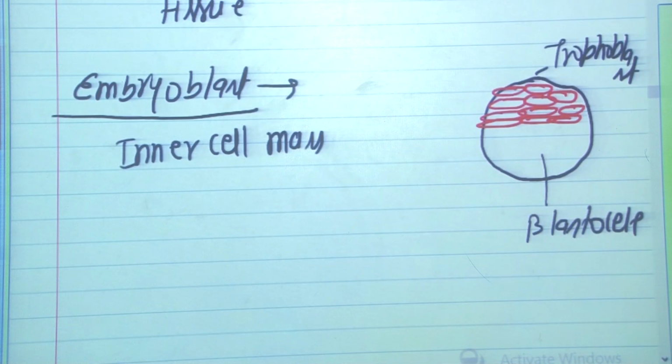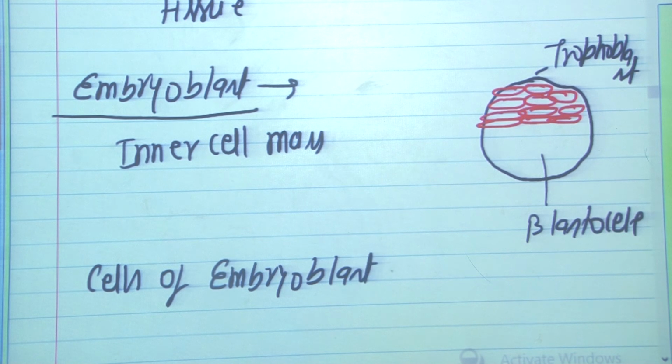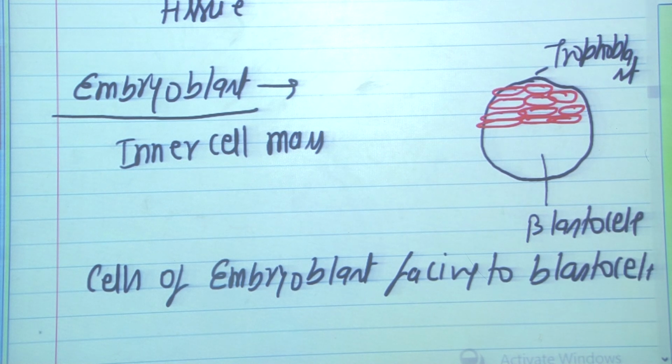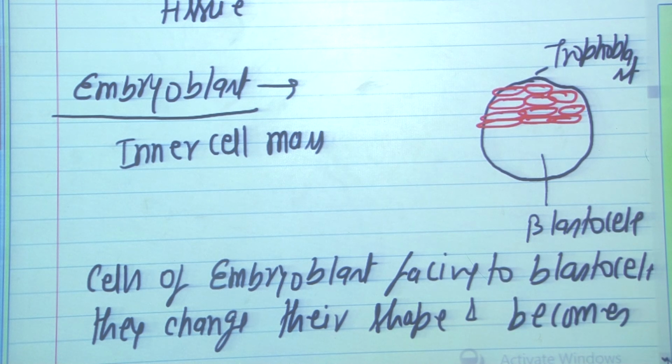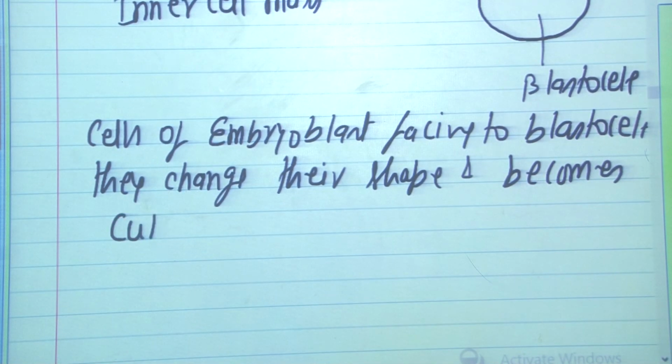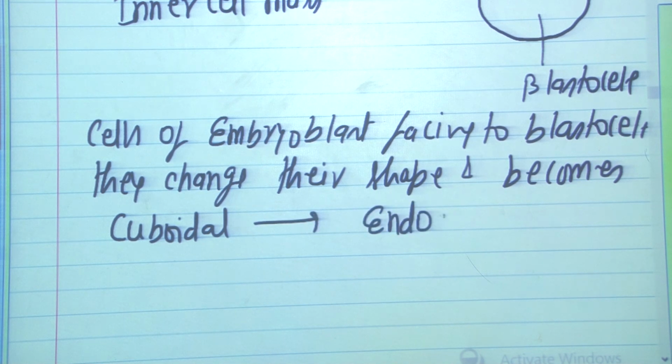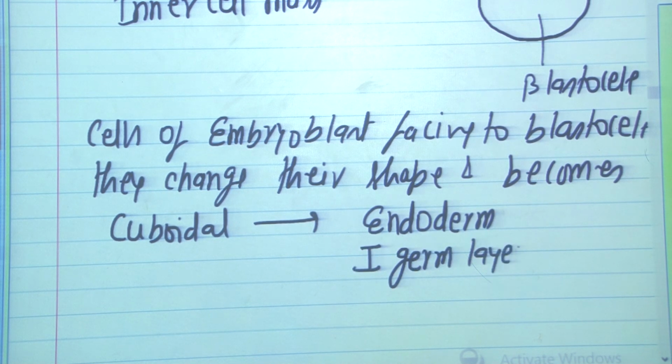So, what happened? Cells of the embryoblast facing the blastocele change their shape and become cuboidal. They form endoderm, the first germ layer. When does it appear?